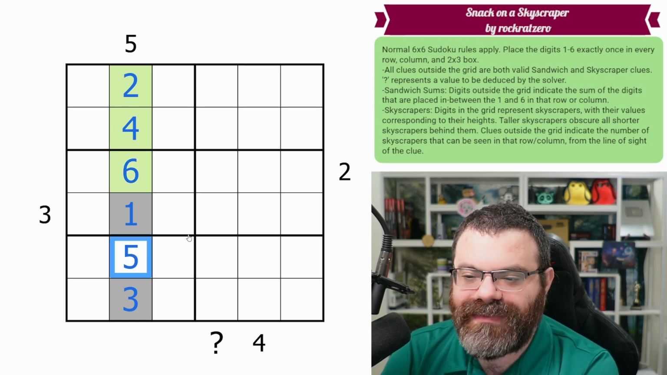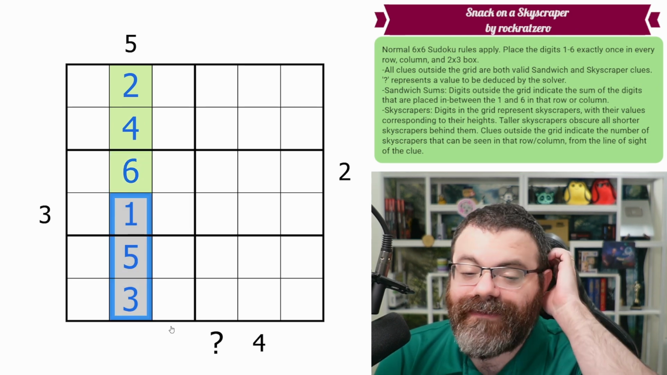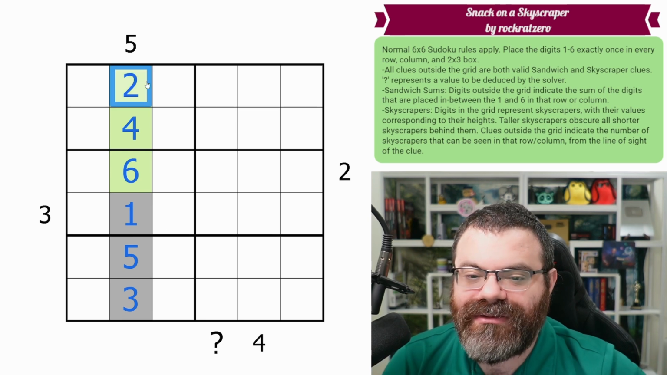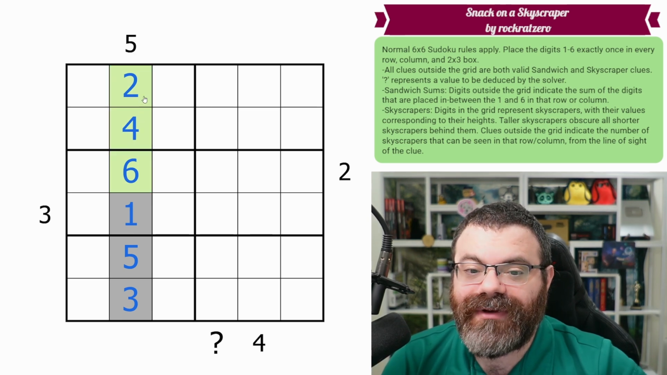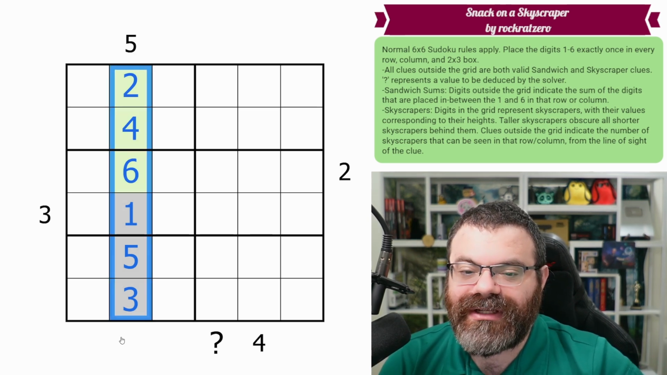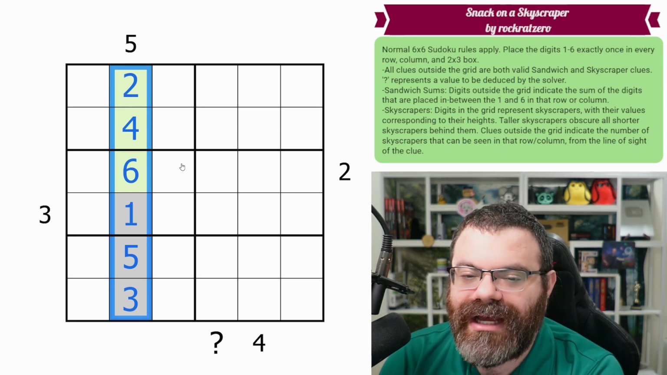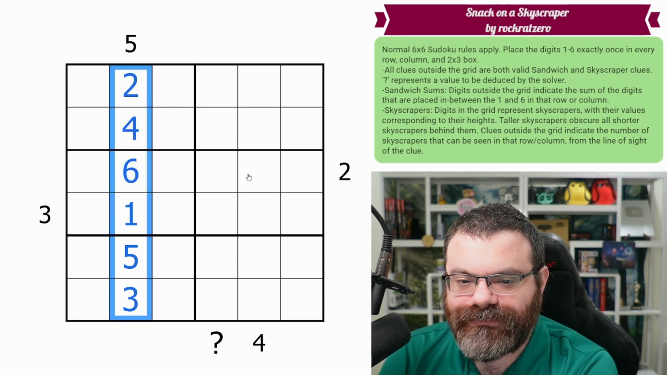And so I end up seeing, after the 6, you can never see any skyscrapers, right? So I end up seeing 3. And so this clue should have been a 3. If these were the digits, this clue should have been 3. So that's not a valid one for the 5. But that would be a 3 skyscraper.